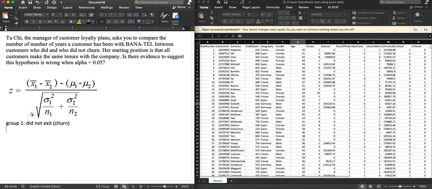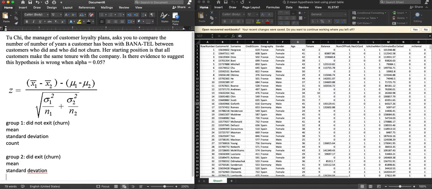For them, we're going to need to know 3 pieces of information: their mean, their standard deviation, and their count. X bar 1 is their mean, sigma 1 is their standard deviation, and n1 is their count. Group 2 did exit. So these are people who left. We'll also need to know their mean, their standard deviation, and their count.